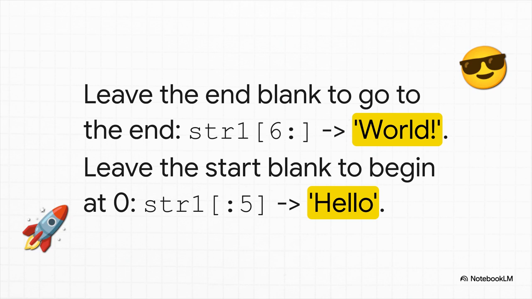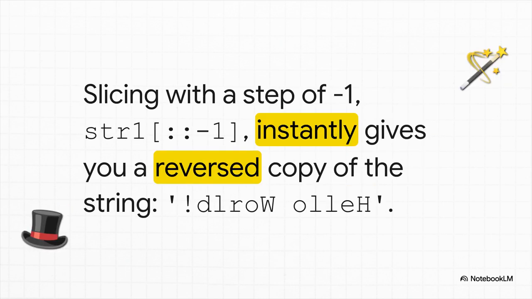And if you leave out the start number, it assumes you mean start from the very beginning. It's a really clean and simple way to get prefixes or suffixes from any string. Now for my absolute favorite trick. Slicing can actually take a third number, which we call the step. Most of the time it's just 1, but if you make the step -1, you're telling Python to walk backwards through the string. And just like that, you get a perfectly reversed copy of your string. It's a classic Python one-liner that's insanely useful.